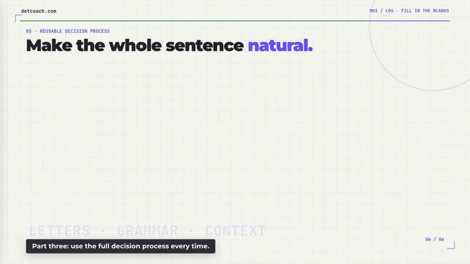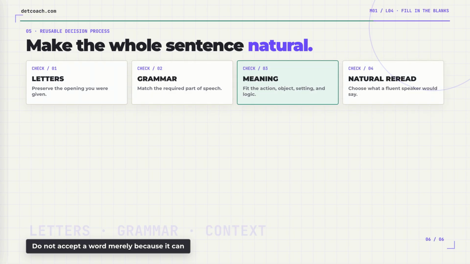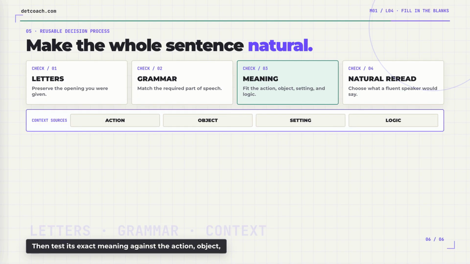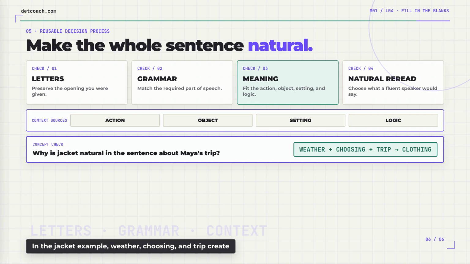Part 3. Use the full decision process every time. Do not accept a word merely because it can occupy the grammatical position. Check that it preserves the opening letters you were given. Check that its part of speech fits the sentence position. Then test its exact meaning against the action, object, setting, and logic. Reread the completed sentence and ask whether a fluent speaker would naturally choose that word. If a familiar candidate conflicts with the context, reject it. In the jacket example, weather, choosing, and trip create a clear travel and clothing situation.